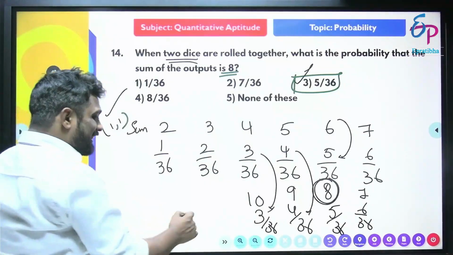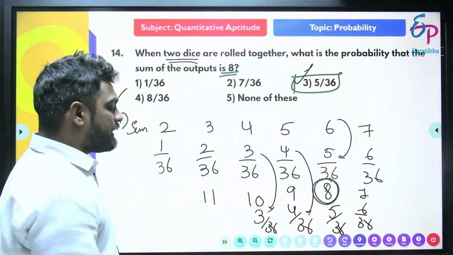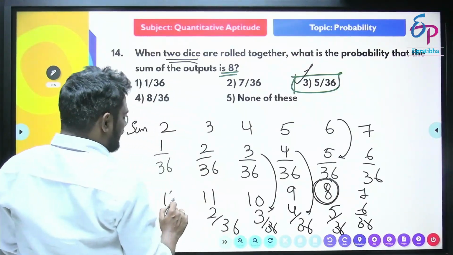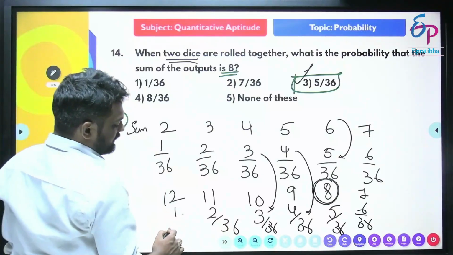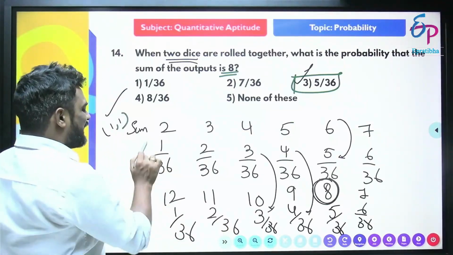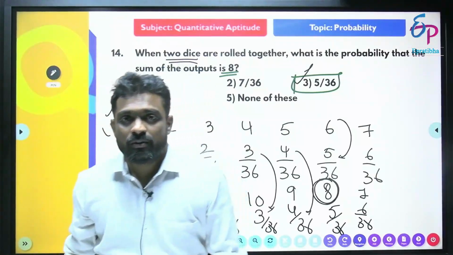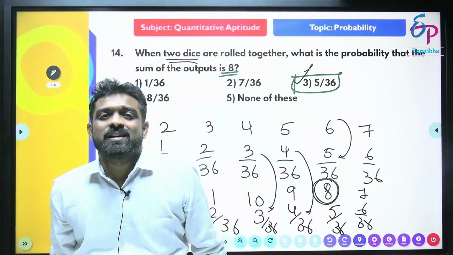For 11, which number can I add which will become 14? 11 plus 3. 3 probability should be 2 by 36. 12, which number can I add which will become 14? 2. 2 probability is 1 by 36. Like this, directly we can write the probability for the given question. We don't want to solve by using the traditional way.